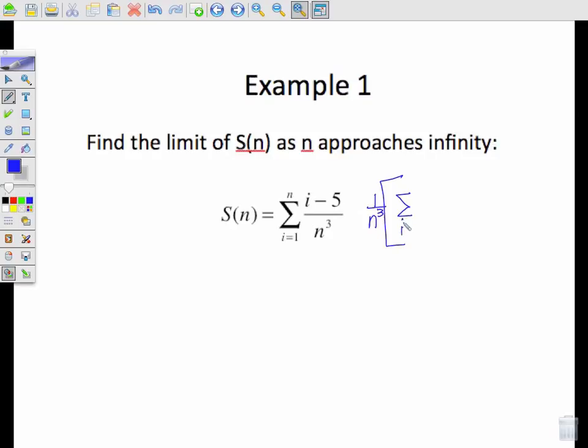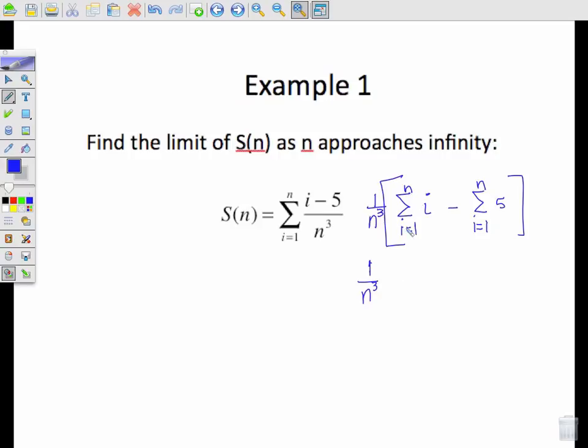Multiply by the sum as i goes from 1 to n. I'm going to separate the i and the 5 of i minus the summation as i goes from 1 to n of 5. I'm going to work on this before I go to actually identifying the limit. So 1 over n to the third.